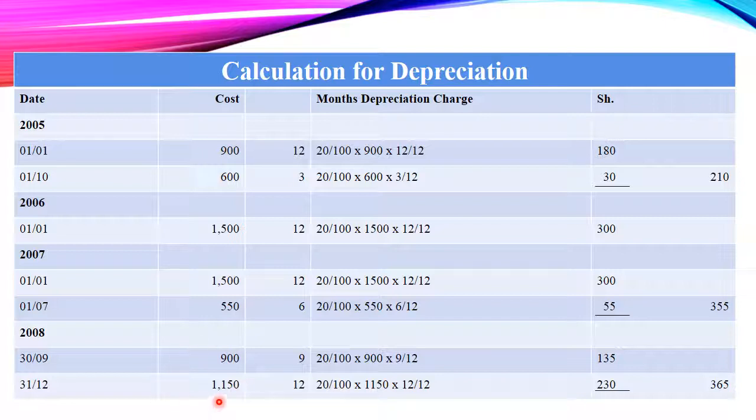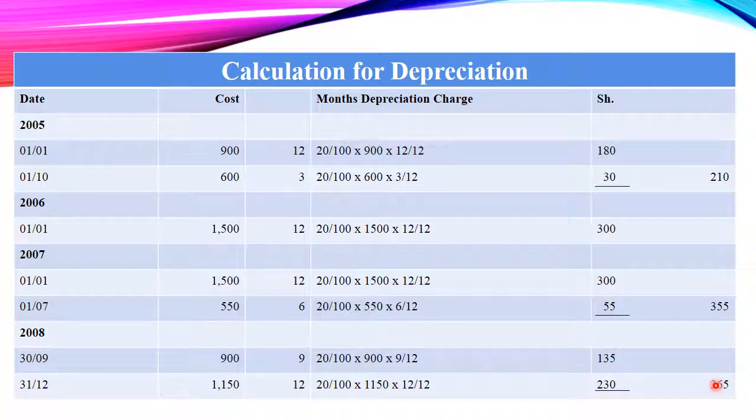The total number of assets remaining in the company was 1,150. So this asset was in use for the whole year, that is from January 2008 to 31st of December of the same year. So the depreciation accumulated by the remaining assets after disposal will be 20% of 1,150, which will give you 230. So 230 added to 135 will give us the total depreciation for 2008, which will be 365 shillings.